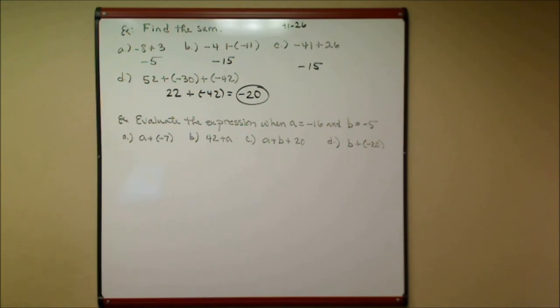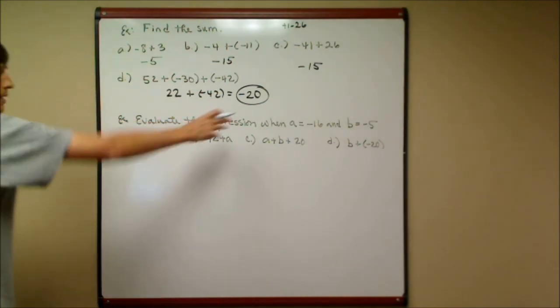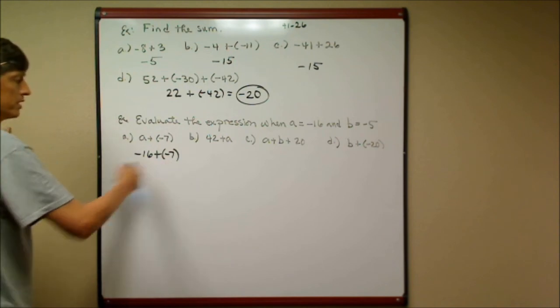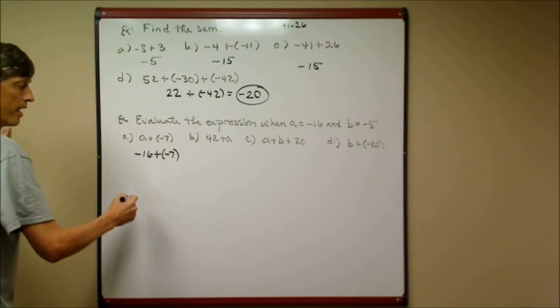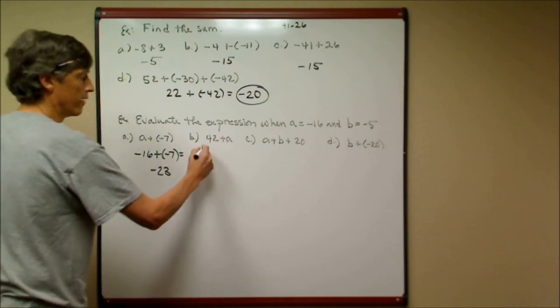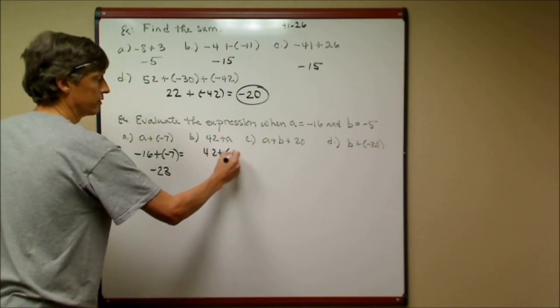Now I'm going to apply some algebra in the mix here. I'm going to evaluate some expressions. We've done this before. I'm going to substitute in. -16 goes in here. I get -16 plus -7. Same sign. You add their absolute values, keep the sign. It's -23. Here I have 42 plus -16.